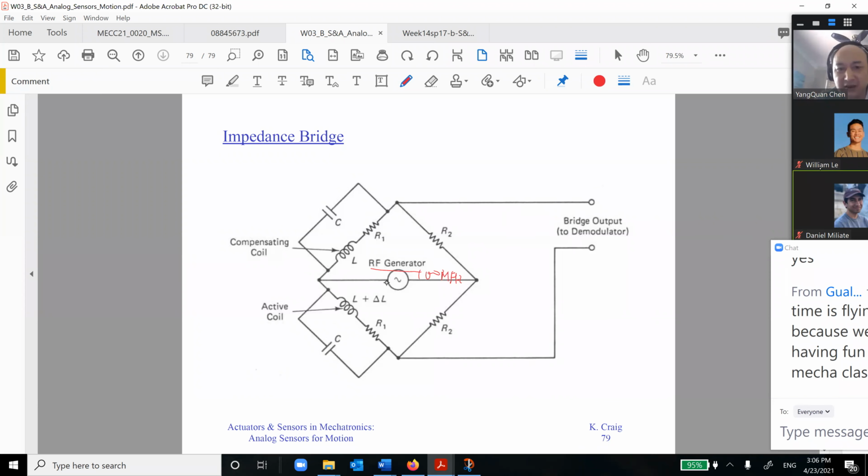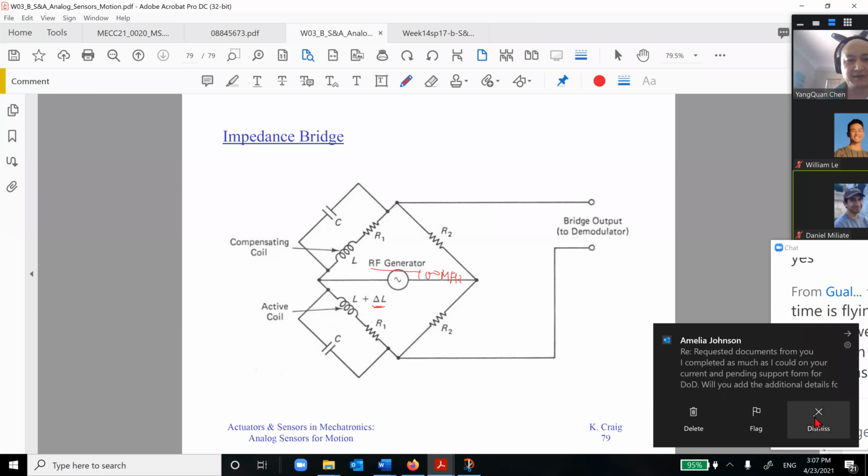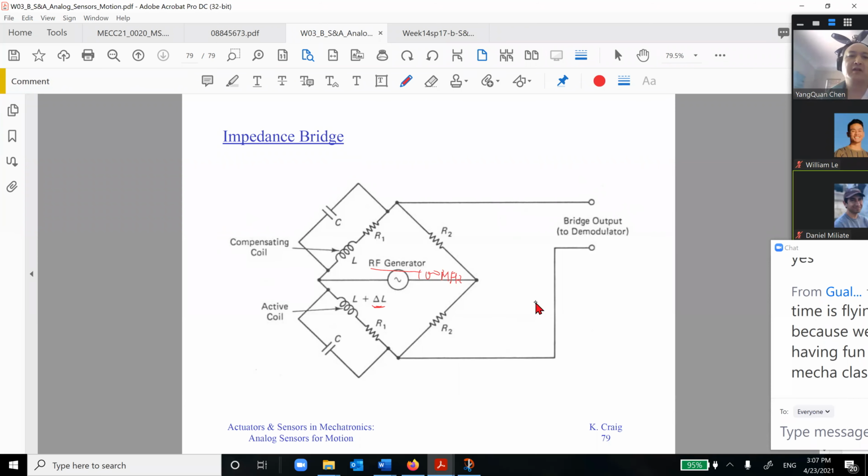Megahertz. So you have this one, then we'll produce the impedance everywhere, okay? So you have an active coil and a compensating coil. The active coil is in the front. Then you have a different distance, so you have different inductance. Therefore, we can have a bridged output. So this output will also have a very high frequency here.